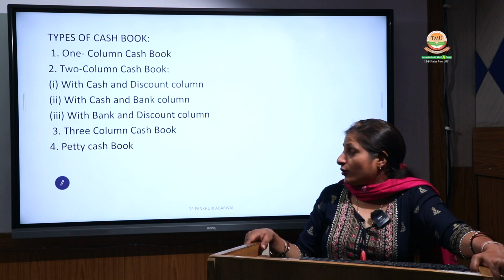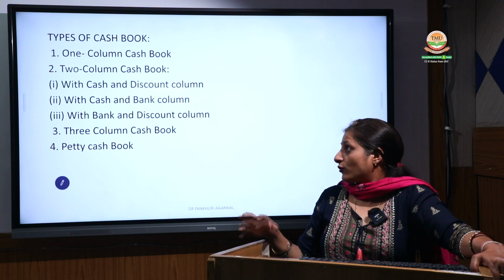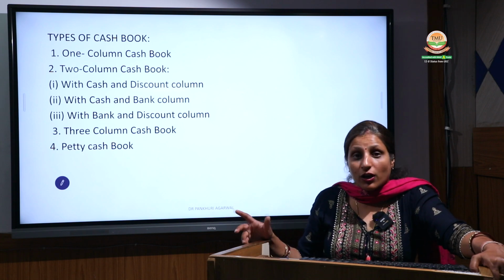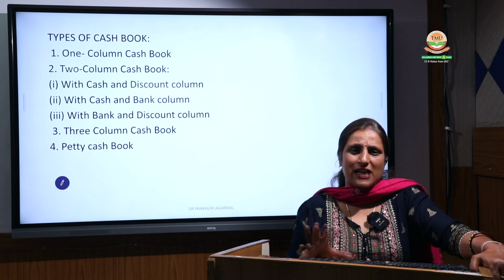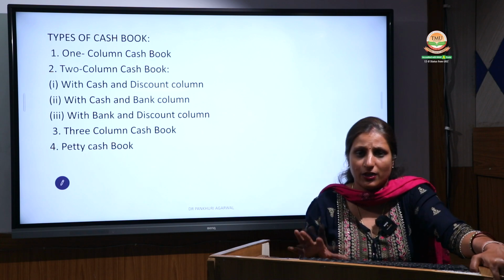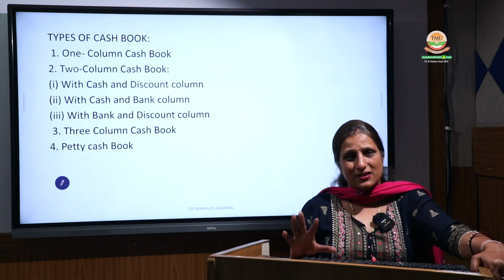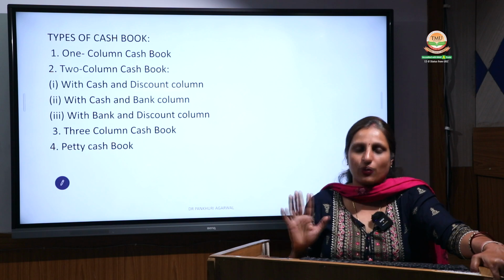In two column cash book, we have cash with discount column. In another form, we have the cash with bank column. In another part, we have bank with discount column. We can have three column cash book. And for the petty, if I want to record the petty expense at a separate place, we can prepare the petty cash book. Petty cash book is basically for recording all the petty expenses or small expenses on one side so that it can be easily recorded.